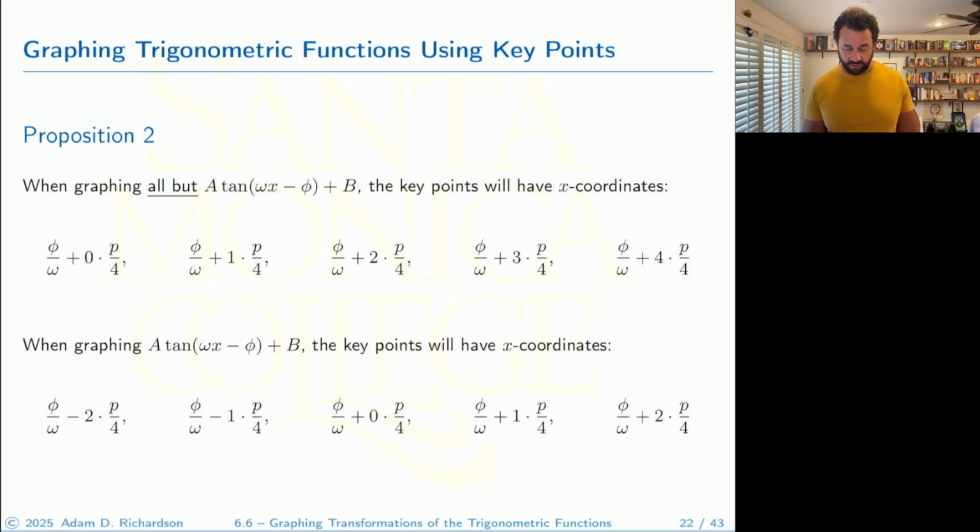Now, if you are instead graphing a transformation of the tangent function, the counters here are going to be a little bit different. The phase shift still affects everything. But now, instead of this going 0, 1, 2, 3, 4, it's going to go -2, -1, 0, 1, 2. Okay? That's the difference there. So for everything except tangent, it's going to be 0, 1, 2, 3, 4. But when it's tangent, it's -2, -1, 0, 1, 2. I'll explain why right now.